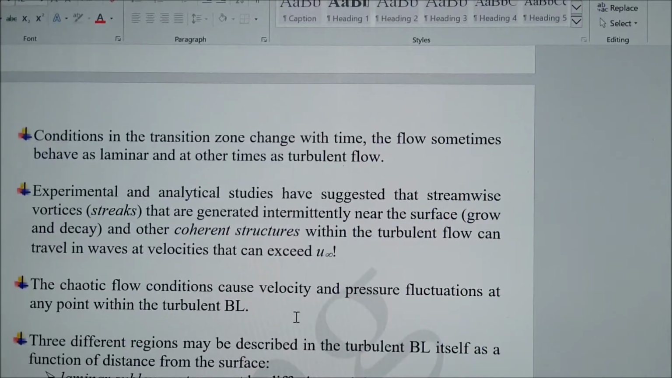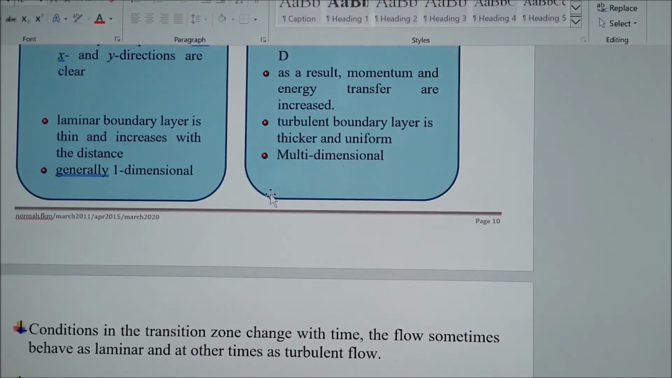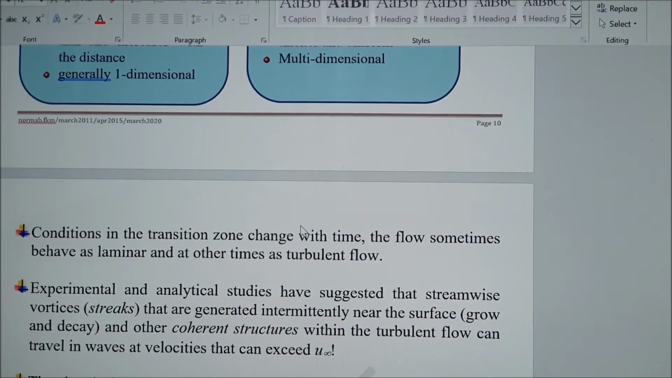Conditions in the transition zone. Yes, this transition zone may change with time. The flow sometimes behaves as laminar and other times as turbulent flow.